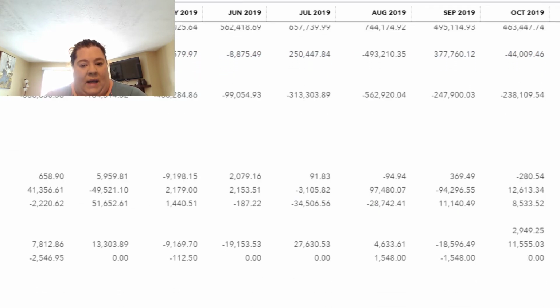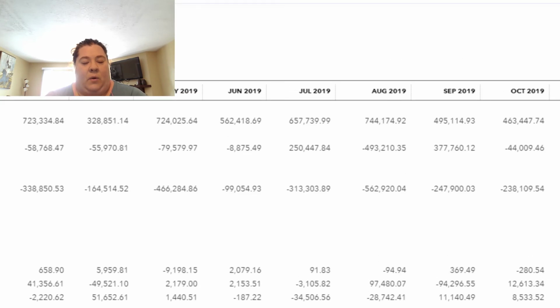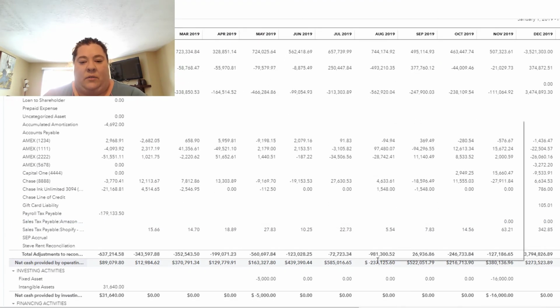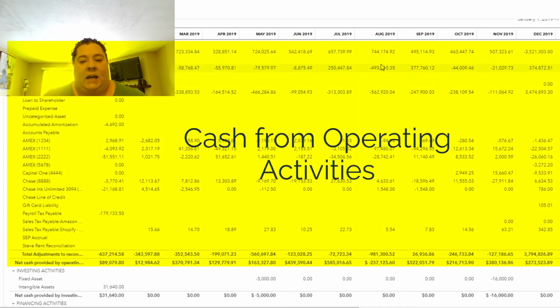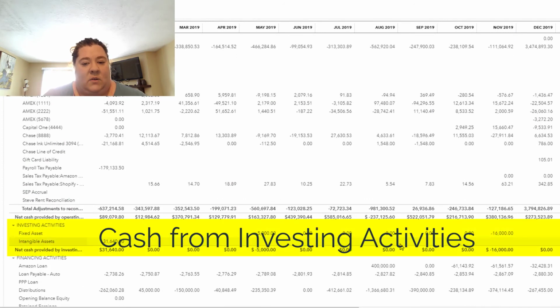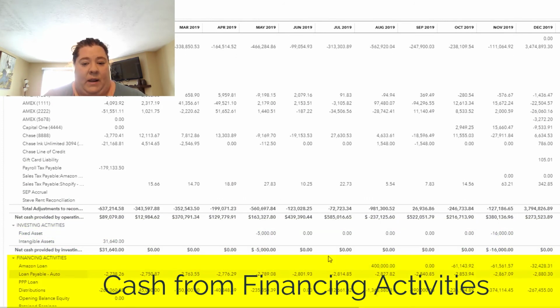Well, that's why the value of having it broken out in this way gives you great eyeballs and encourages you to operate in a way that allows for sustainability. Because as I look down through here, all of this stuff here is just dealing with cash from operating activities. But down below, we also have our investing activities and we have our financing activities.